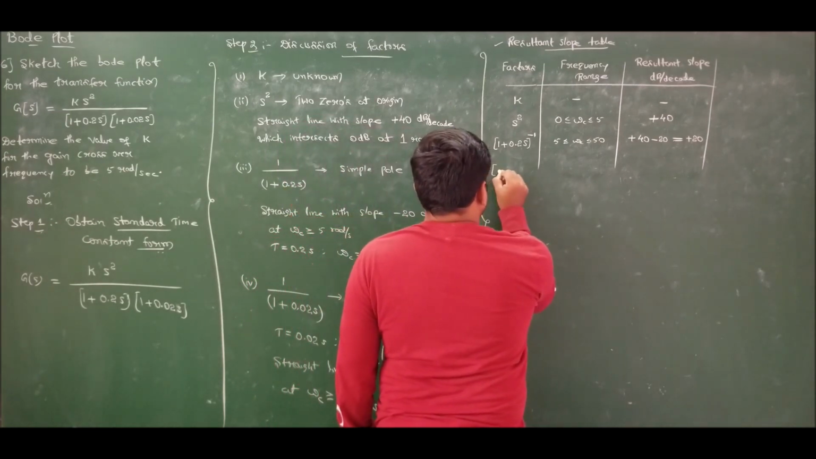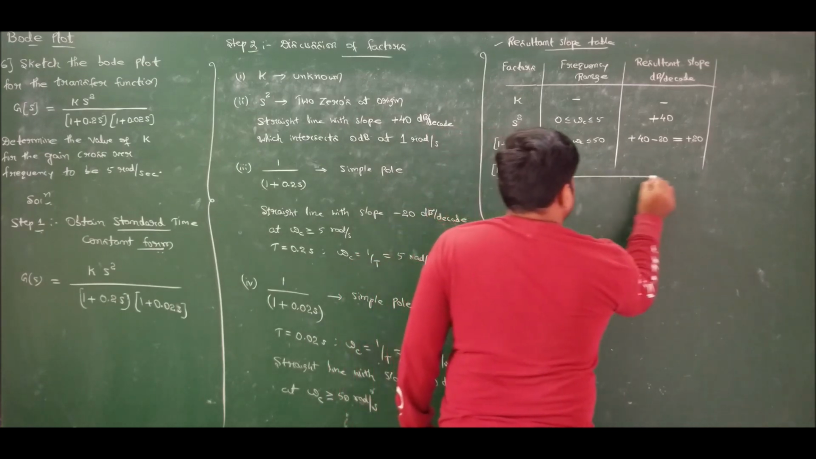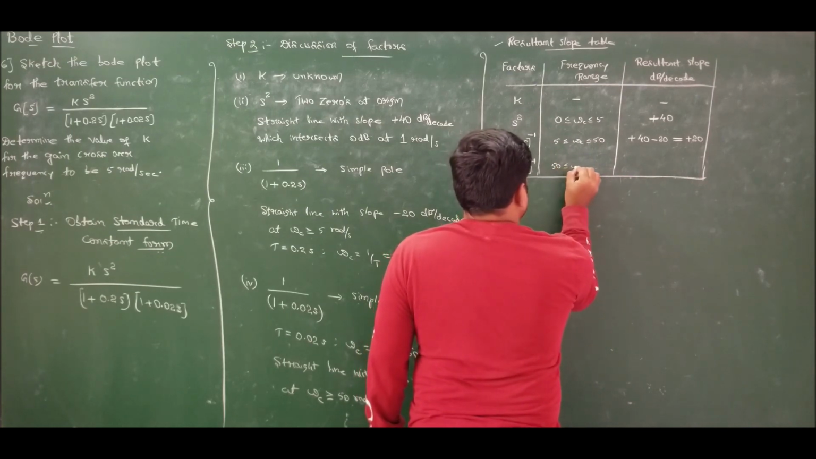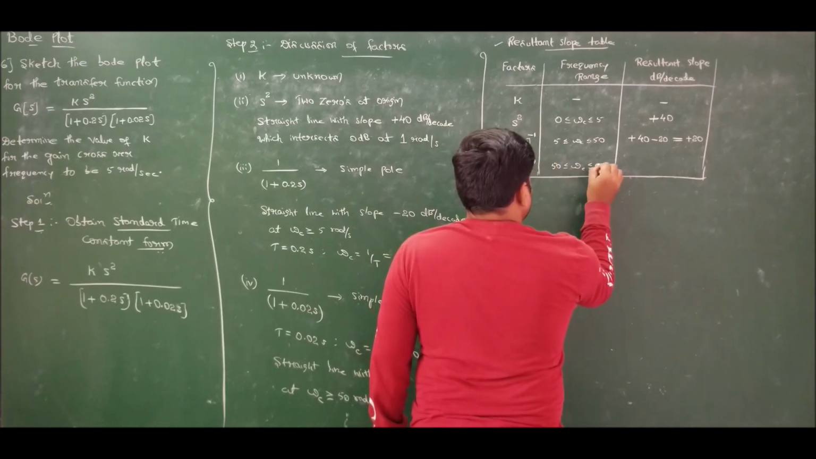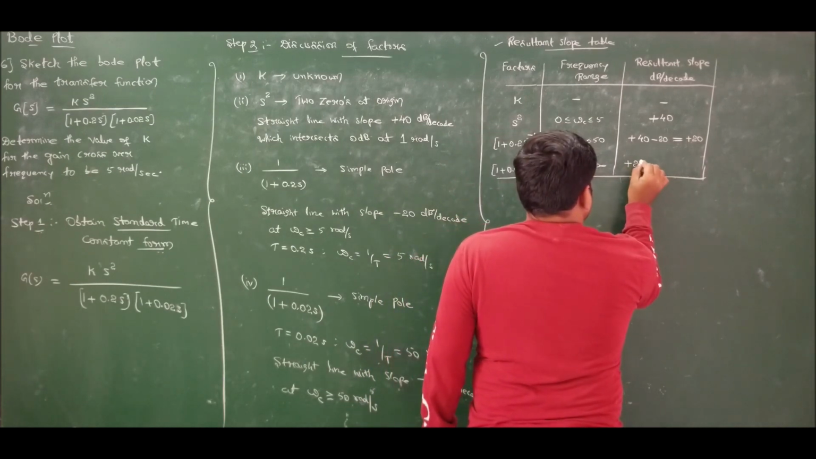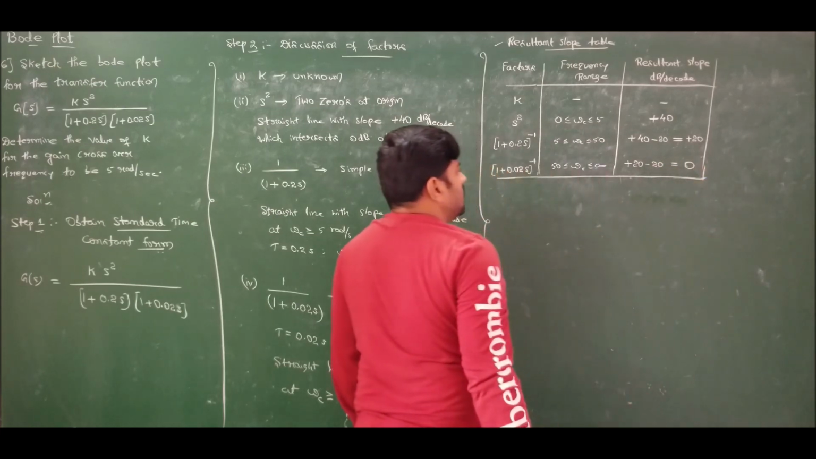Next, move for the last one, that is 1 plus 0.02 s inverse. Now what is the range? The range is 50 to infinity. Its contribution is also minus 20. Therefore plus 20 minus 20 will be 0 decibels per decade.